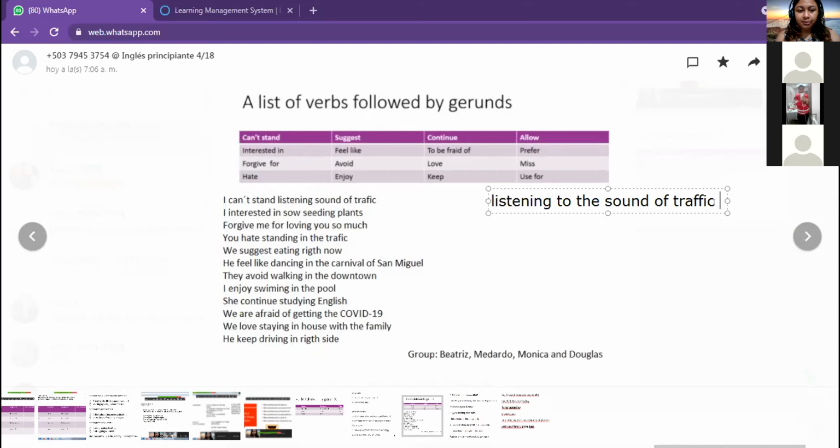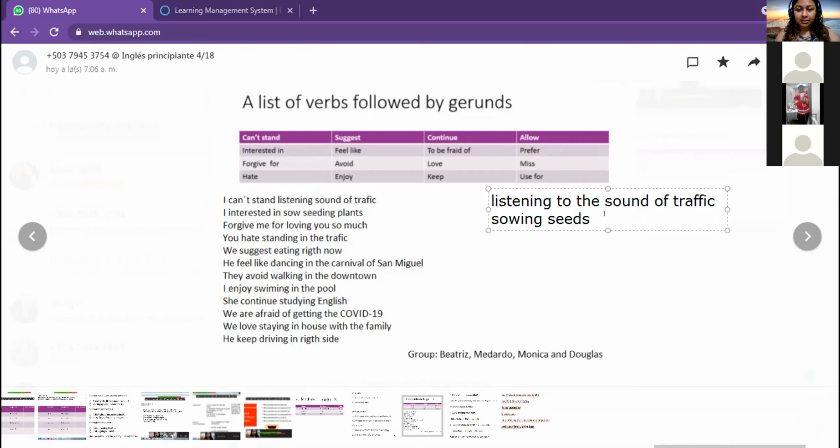What is the verb in number two after interested in? It is sow, so seeds. Okay, in these two words, which is the verb? The verb is sow or the verb is seeds? The verb is sow, right. So we say, I'm interested in sowing. Sowing seeds. Okay.